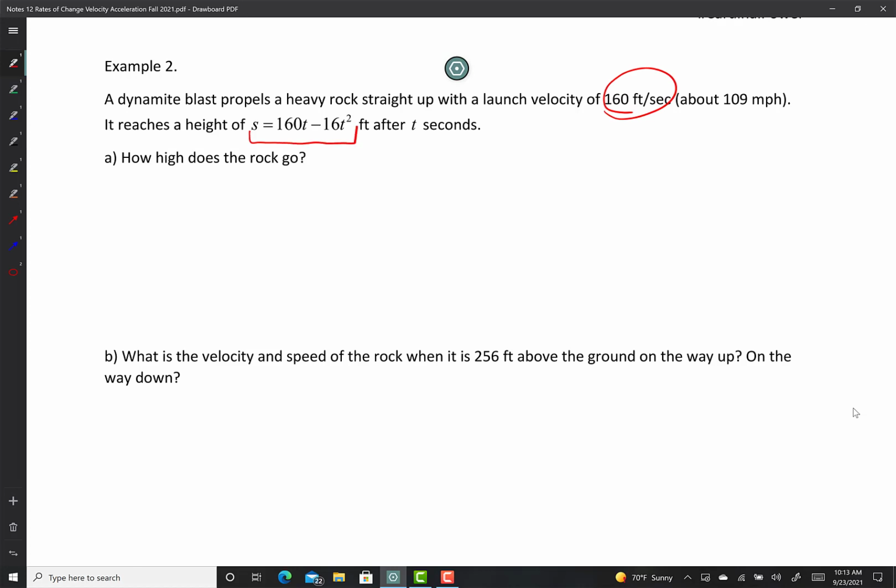You probably know it as delta x equals velocity initial times time plus 1/2 at squared. Okay. So that's my equation. That's where this equation came from. Notice it has s. It doesn't have x or y. S is used for general purposes. So look, 160, that's your initial velocity.